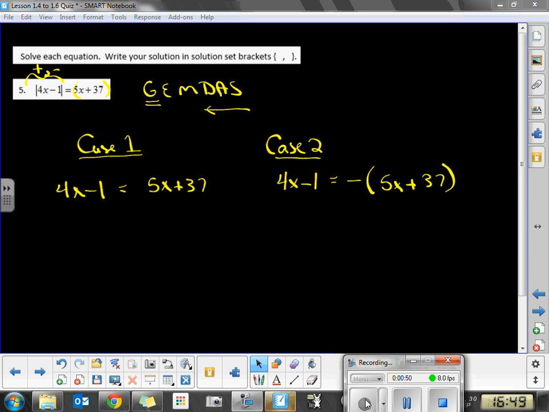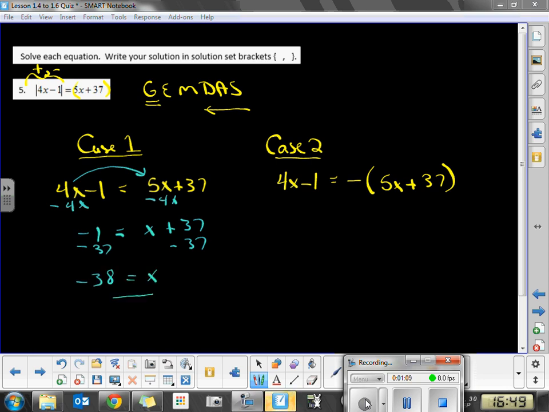So I'm going to take the left side over here, case 1, and what I want to do is get the x's on the same side, so I'm going to subtract 4x. So I got negative 1 equals x plus 37. Then I want to subtract 37. So negative 38 is equal to x. That's one of my possible solutions.